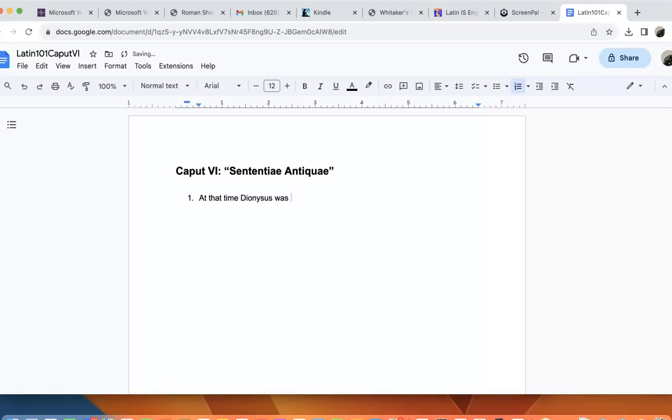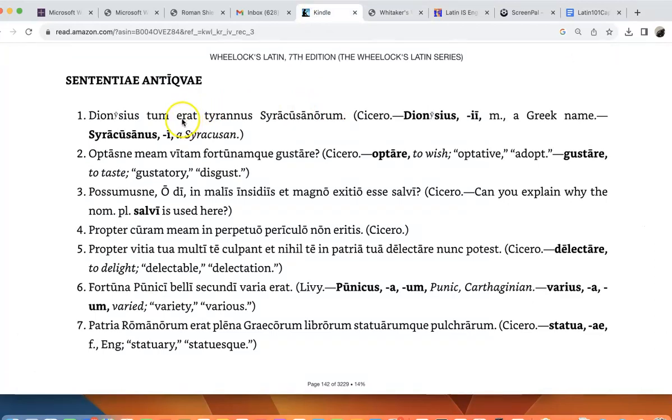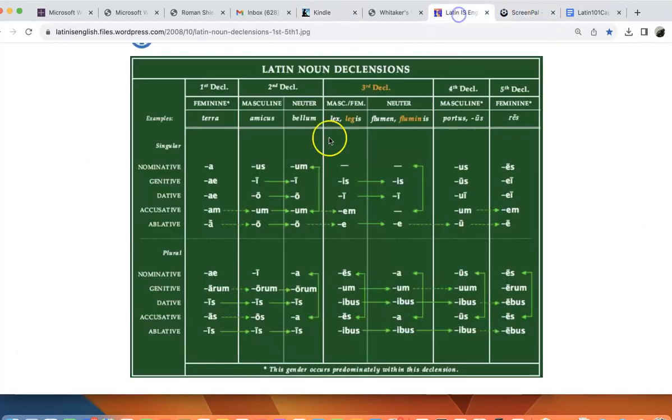Dionysius was. Erat is was, an irregular form of to be, which is listed in your book. So at that time, Dionysius was, and then what was he? He was a tyrant of the Syracusans. Here it's a reference to the people, not the place. If we go to our endings here, you can see that is genitive plural. That's where we're getting of the Syracusans, because genitive means of or possessive in Latin. So I put it all together.